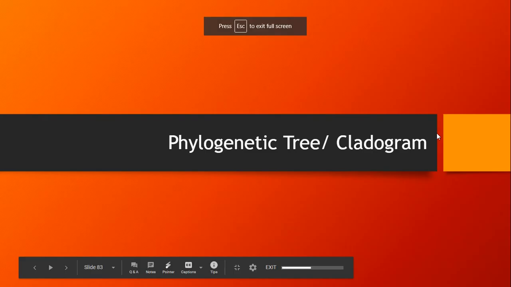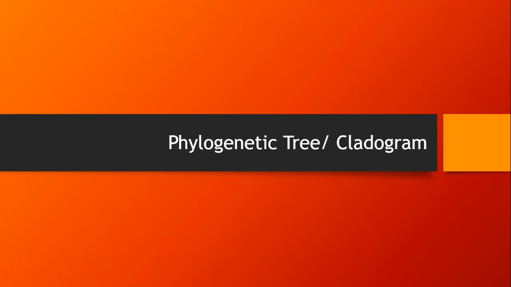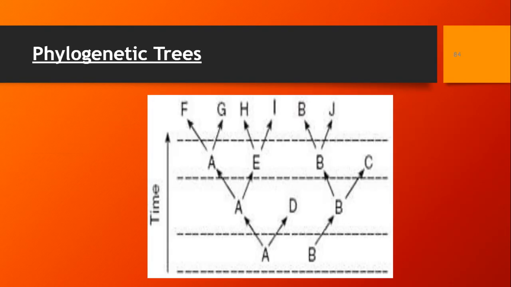Hello, and today we will be wrapping up our notes on evolution with phylogenetic trees, also known as cladograms, and taxonomy. So let's get through those. Phylogenetic trees look like this. They're kind of like family trees, like the pedigrees we talked about, but this time we're talking about different species and where they came from.